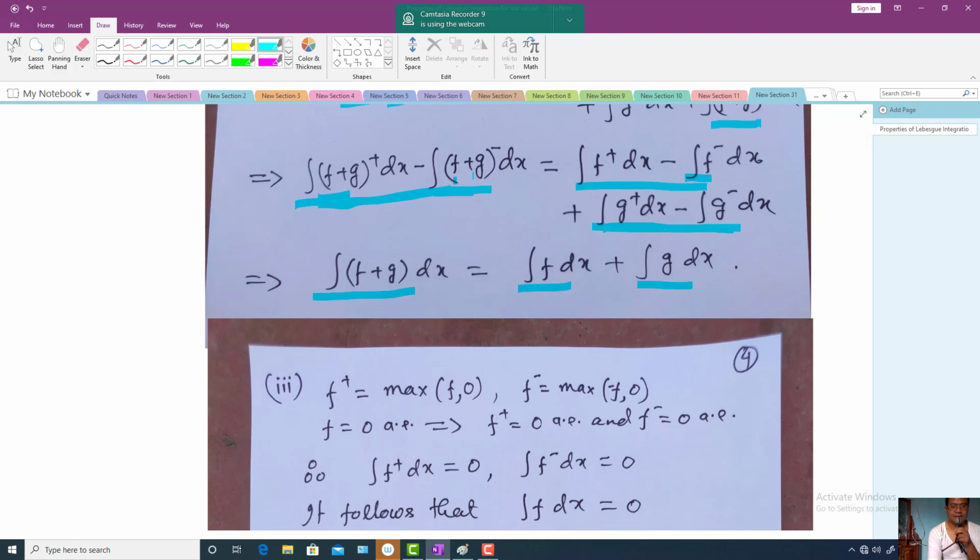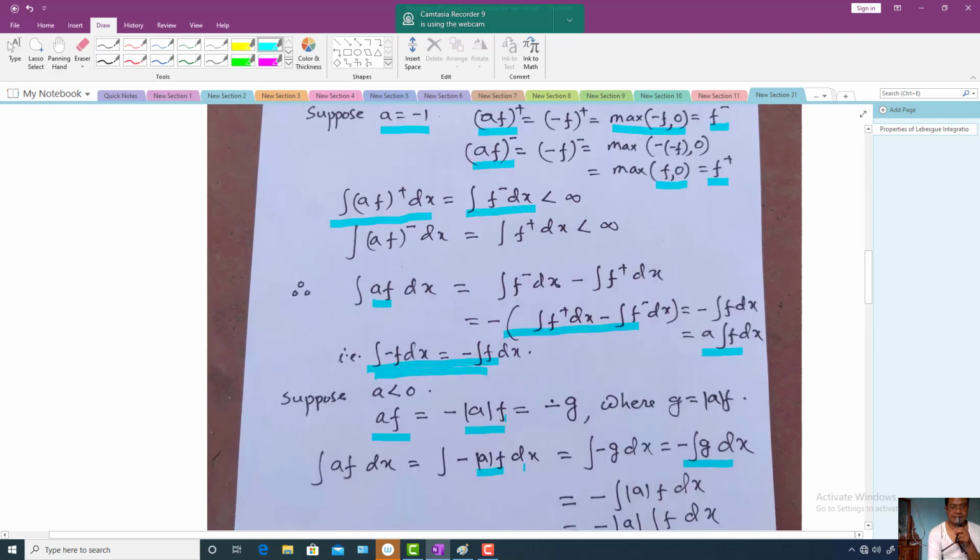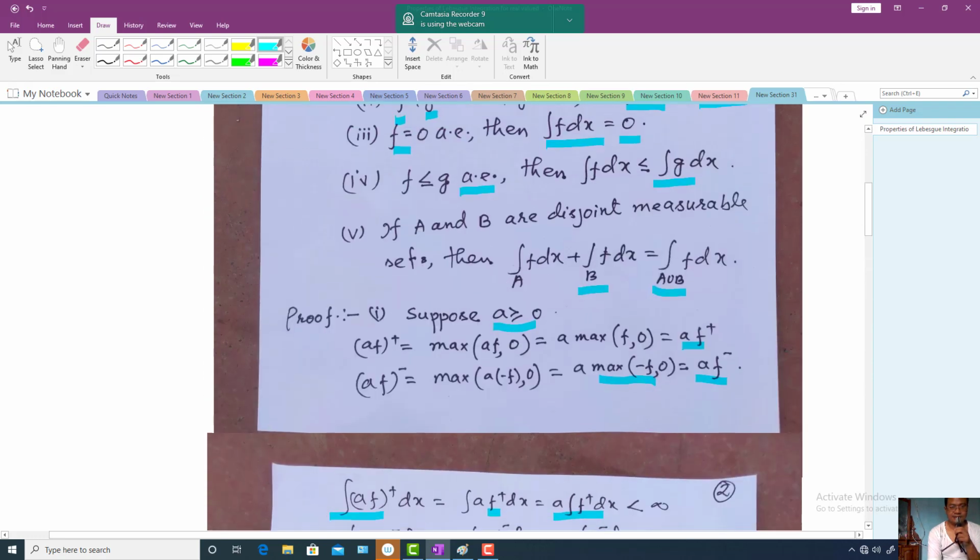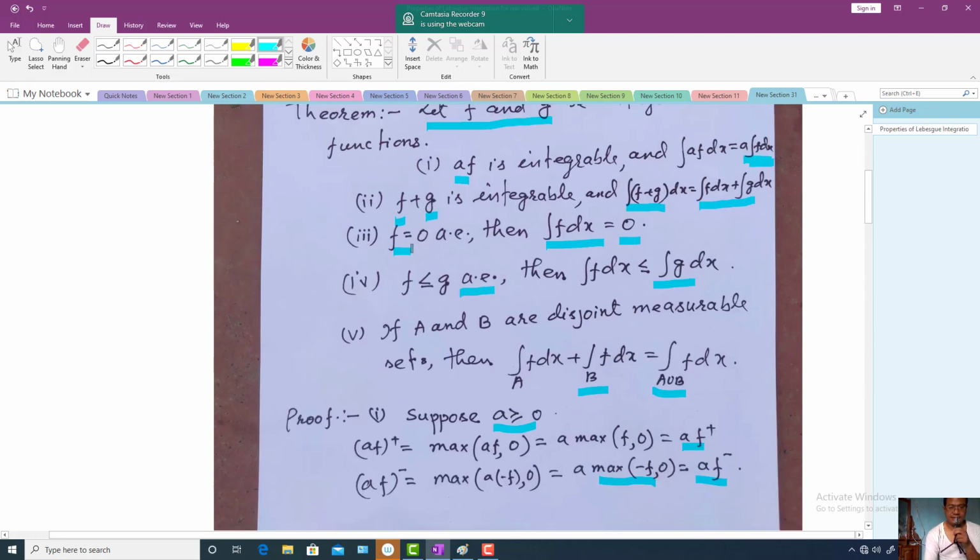Next, Roman number 3. Let us see what Roman number 3 says. It says that if f is equal to 0 almost everywhere, then the integration of f dx is equal to 0.